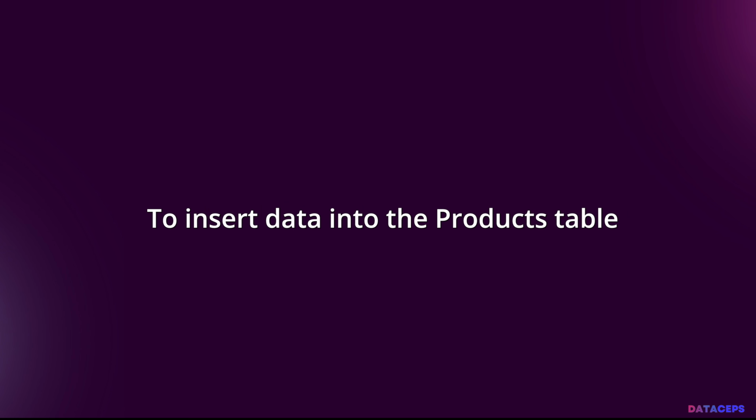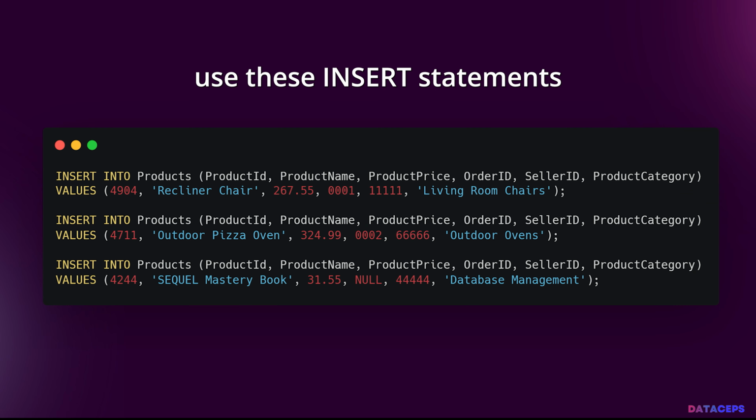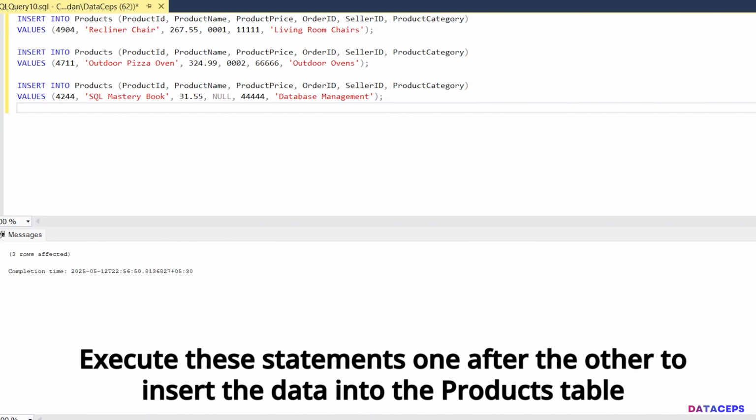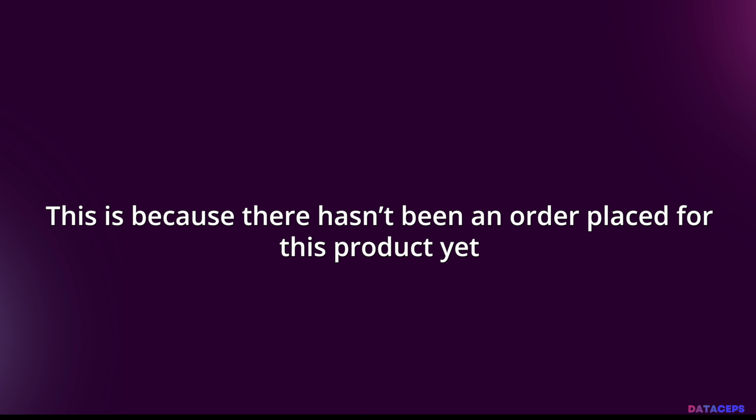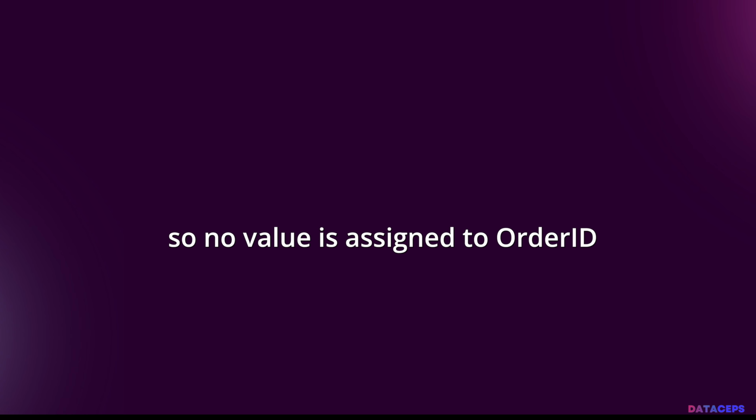Inserting data in the products table. To insert data into the products table, use these insert statements. Execute these statements one after the other to insert the data into the products table. In the third record, you'll notice that a null value has been inserted for order ID. This is because there hasn't been an order placed for this product yet, so no value is assigned to order ID.